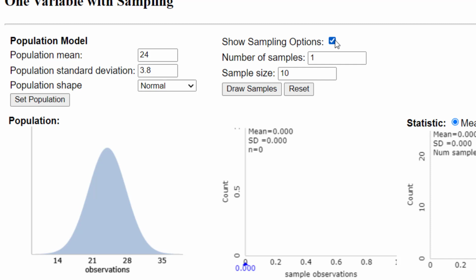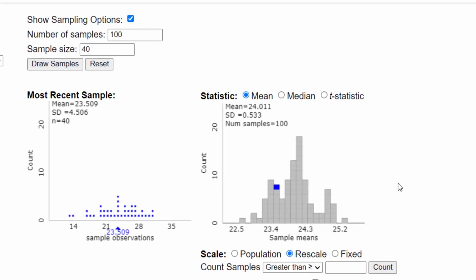I remember to click Show Sampling Options, and now I enter the sample information. We're going to go ahead and create a distribution of sample statistics that has 100 little sample statistics in it, so it'll have 100 little squares. We enter the sample size, which was 40 cookies in my sample, and then I hit Draw Samples. So here we have our roughly normally distributed distribution.